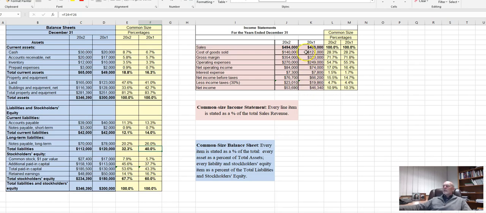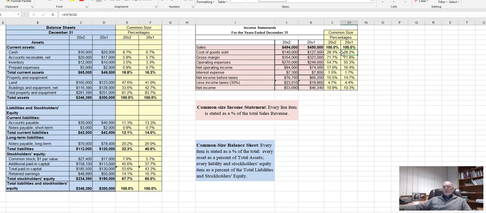So what that means is in year one, we took cost of goods sold divided by sales, and that gave us a percentage of 28.2%. And in year two, we took 140 divided by the year two sales of 494,000, and that gave us 28.3%. So as a percentage of sales, the cost of goods sold is relatively constant there.